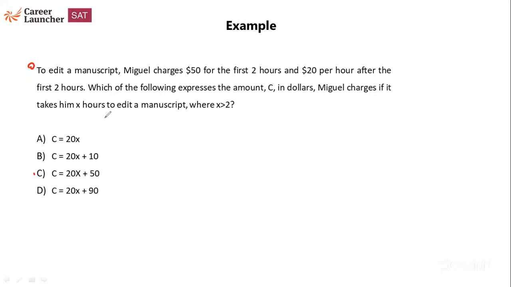Okay, that's okay. Now, starting with the question, let's understand this. To edit a manuscript, Miguel charges $50 for the first 2 hours, $20 per hour after the first 2 hours. Which of the following expresses the amount C in dollars Miguel charges if it takes him X hours to edit a manuscript, X greater than 2?